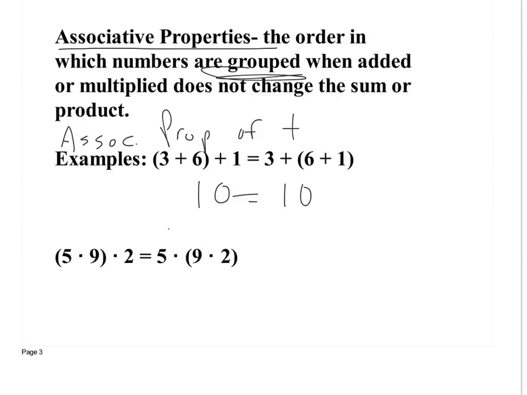Here's the associative property of multiplication. 5 times 9 times 2, and 5 times 9 times 2. The only thing that's changed is the grouping. Here's 5 times 9. Here's 9 times 2. What's 5 times 9? 45. What's 45 times 2? 90. 9 times 2 is 18. Guess what 18 times 5 is? 90. Okay? So you can change the grouping and it doesn't change your answer. The reason I'm teaching you this, because this is really simple, you should already know this, even if you don't know what it's called, is because you're going to use these properties later.